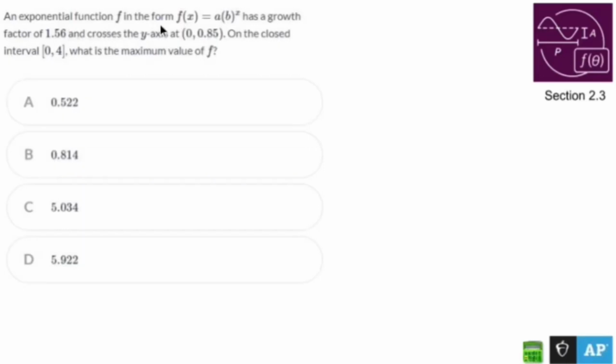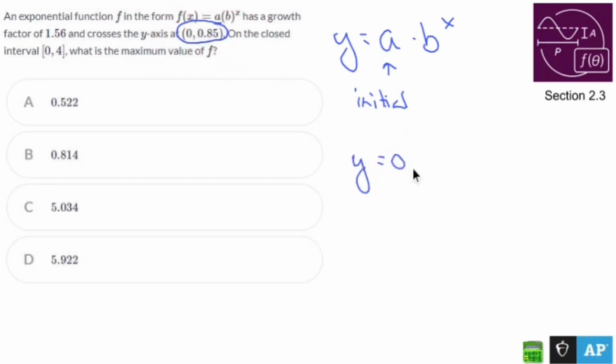An exponential function in the form f of x equals a times b to the x has a growth factor of 1.56 and crosses the y-axis at 0.85. On the closed interval 0, 4, what is the maximum value? All right, so let's set up our equation first. We have something in the form a times b to the x. This is going to be your initial value at the very beginning of everything. In other words, the beginning of everything happens when x is 0. So y equals 0.85, a positive number. The growth factor is 1.56, so that's going to be my b, 1.56 to the x.